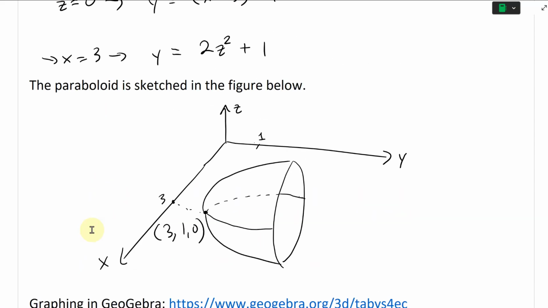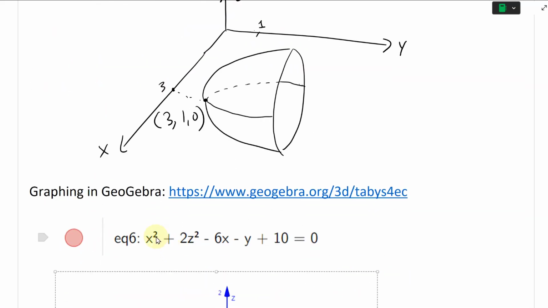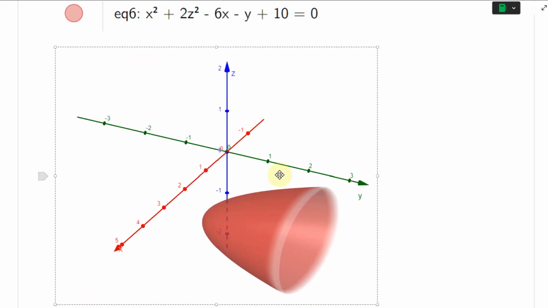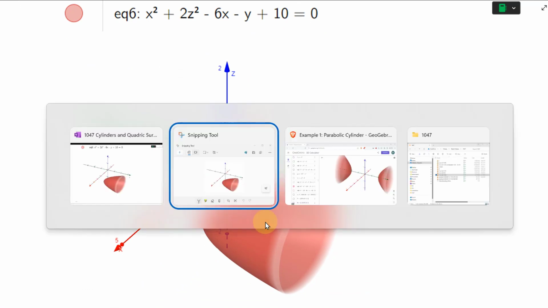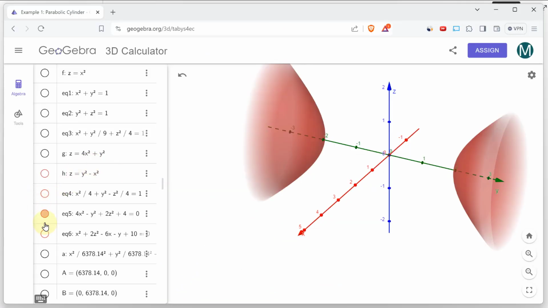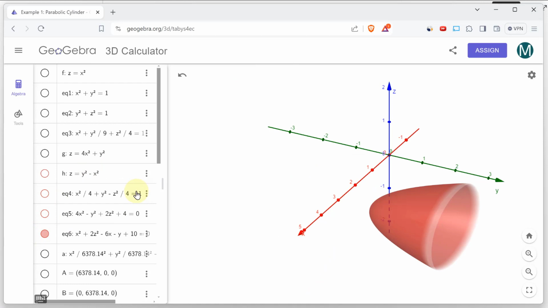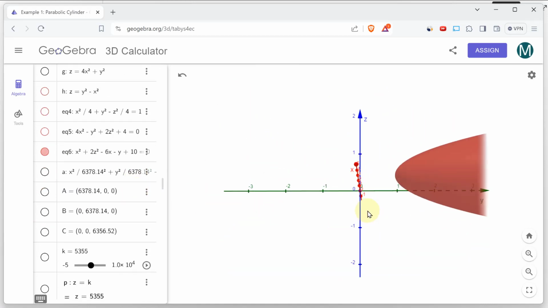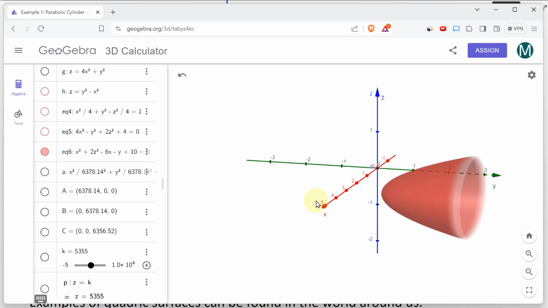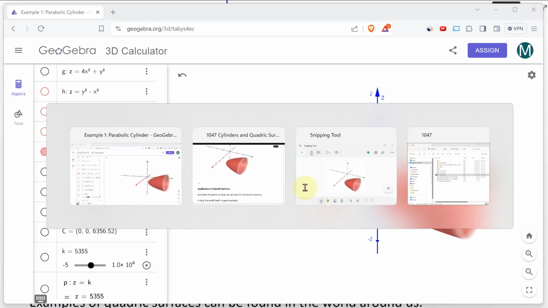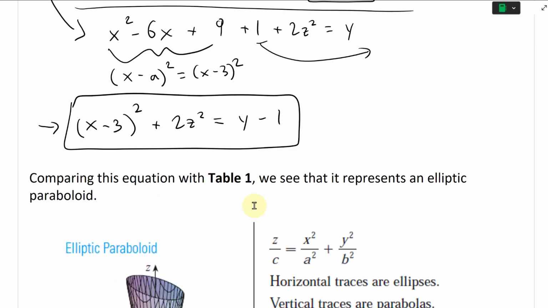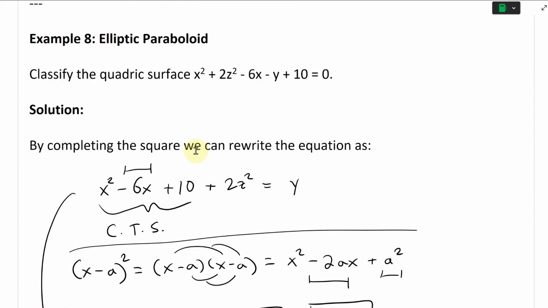And now, if you just graph it in GeoGebra, we're going to get this part right here. So there's our equation: x squared plus 2z squared minus 6x minus y plus 10. It automatically does everything, and it graphs it like that. And we can have a look at it. So unhide this one, show this equation. There is our, this is a paraboloid, or more specifically the elliptic paraboloid. So yeah, that was the name. So the elliptic paraboloid, and that's pretty epic stuff there.